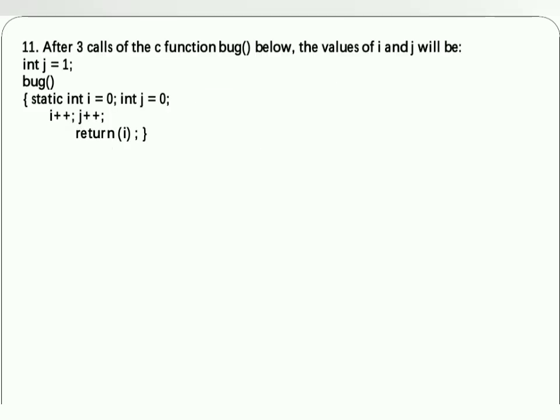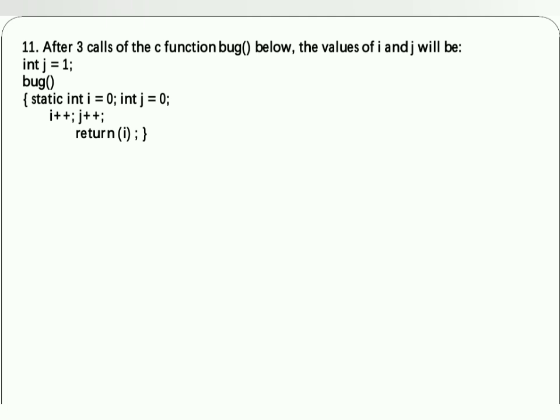Next one. After 3 calls of the C function block below, the values of i and j will be dash. So here, given int j equals 1 and the function is open. So static int i equals 0, int j equals 0. So here i is a static variable, so memory is assigned at compile time only.